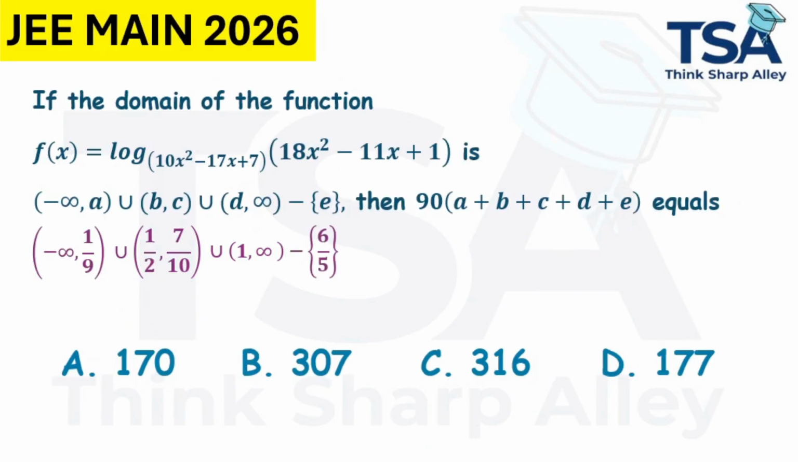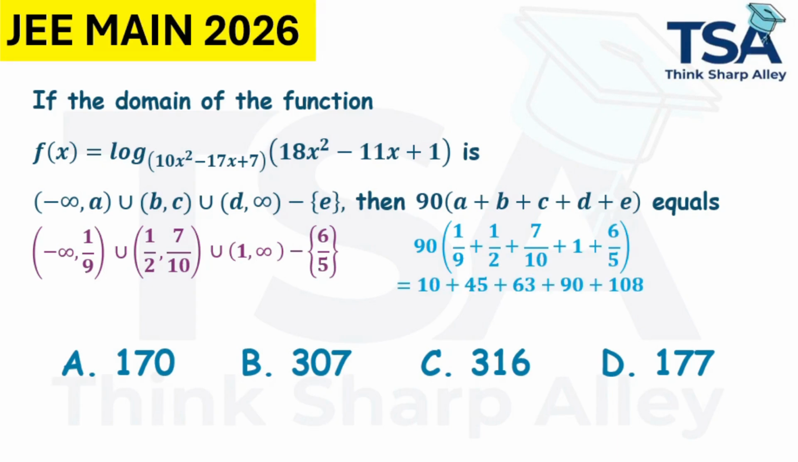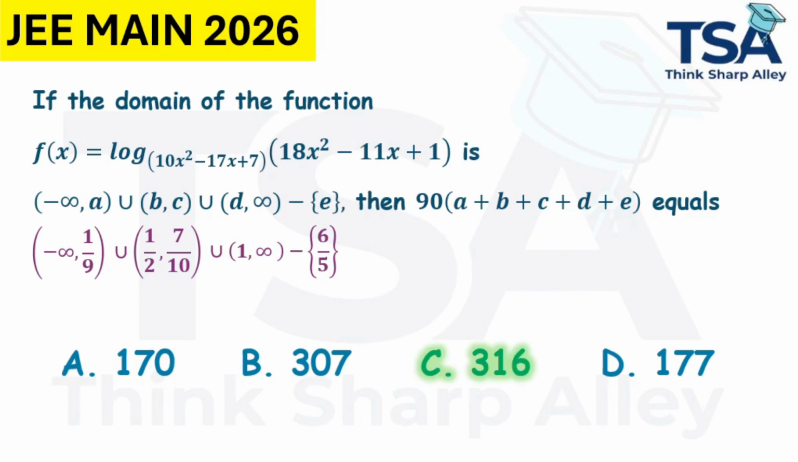Now let's compare this precisely with the question's format. We get the values of a, b, c, d and e. Now the problem asks for the value of 90 into a plus b plus c plus d plus e. Then we multiply 90 across each term inside the brackets directly to bypass finding a common denominator. And adding them, we get the value 316. Option C, 316 is a flawless victory.